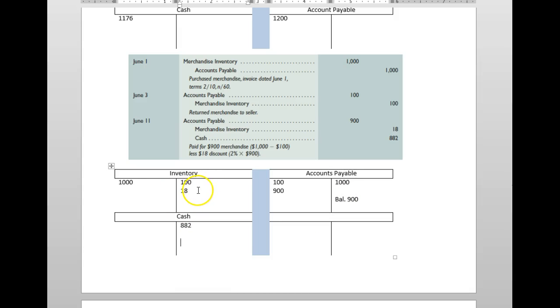And my inventory now has a balance of 1,000 minus 100 minus 18, which would mean that my inventory cost is 882, right? That's what's left. This is the balance. And that agrees with my cash. So if I were to sell all of this inventory, the inventory value or cost that would show would be the 882 for your cost of goods sold. Does that make sense, how that flows through there? Hope that helps.